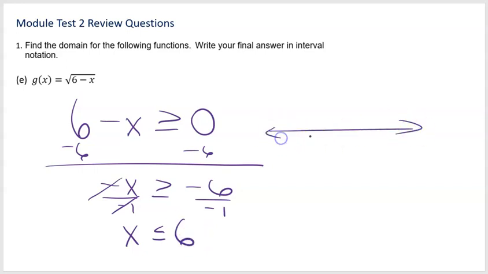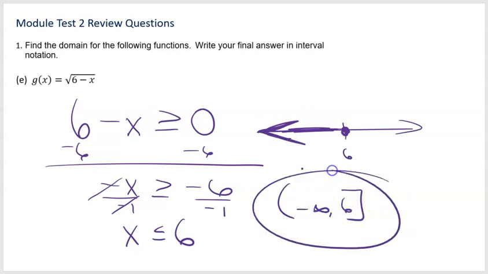That is my domain, but it is not in interval notation, so we're talking x is less than or equal to 6, which is everything to the left of 6, so that's negative infinity to 6 with a bracket.